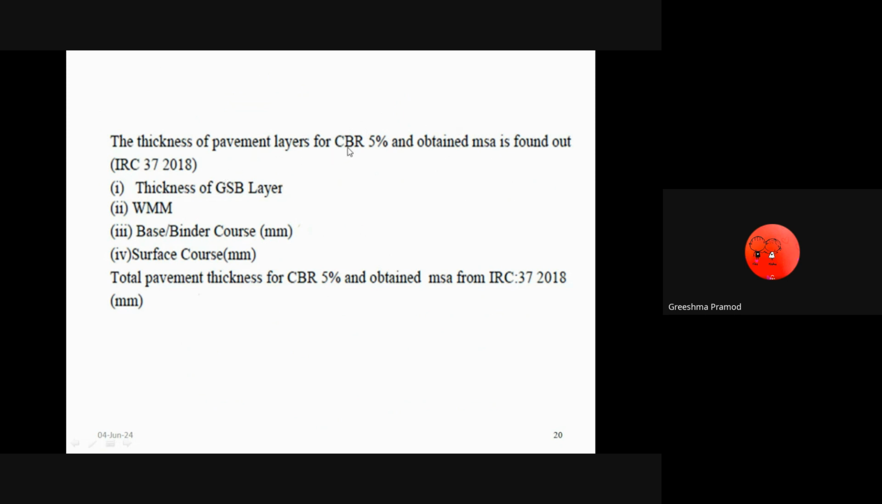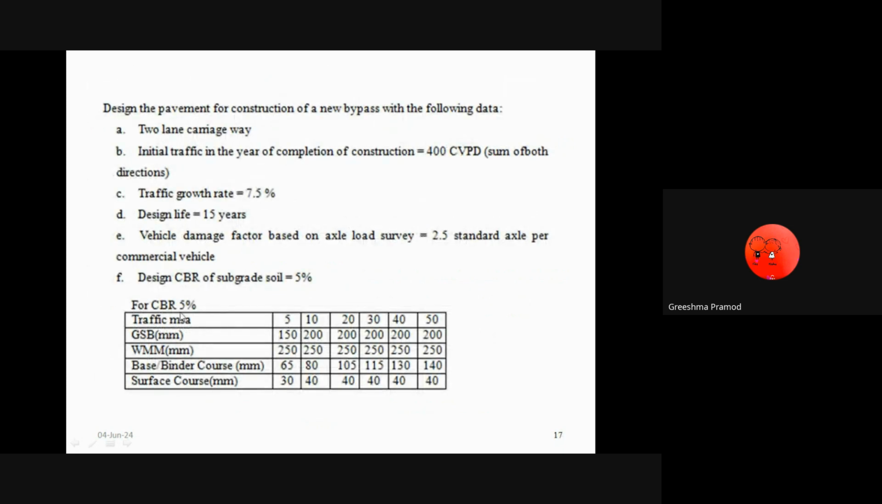See for the value based on the table which is given to you here. If it is nearly 4.7, I think it is 4.7 or something, I don't remember the value now, 4.7 means you can take the traffic MSA value as 5. So the thickness of the pavement will be the summation of all the layers. For each layer you'll be having different thickness: granular subbase 150, dense bituminous macadam 250 mm, base 465, surface course 30. Or if the value that you're getting for this traffic is 20 MSA, you can provide these values.